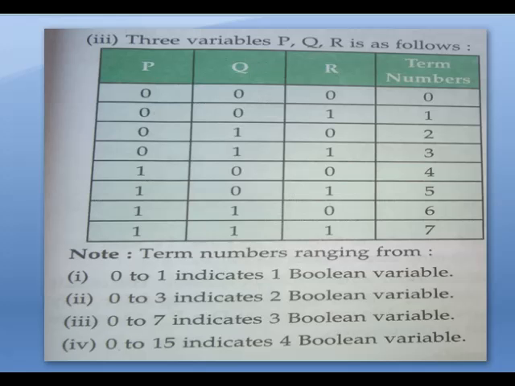Now we are going to see the three variables P, Q, R. 3 bits means 3 variables, which means 0 to 7. So we have to write the variables P, Q, R, and the values are 0 0 0. Already we have seen the binary equivalents. These are the binary equivalents of the numbers 0 to 7.